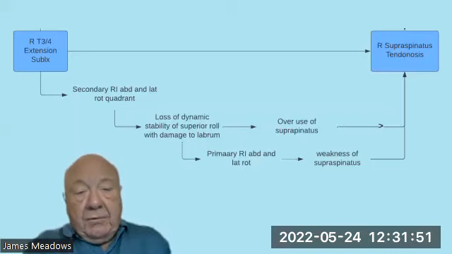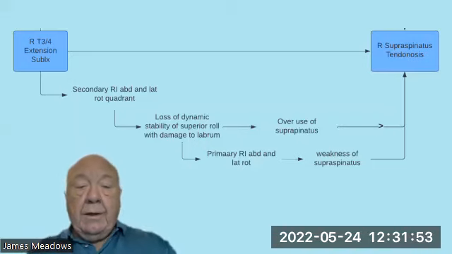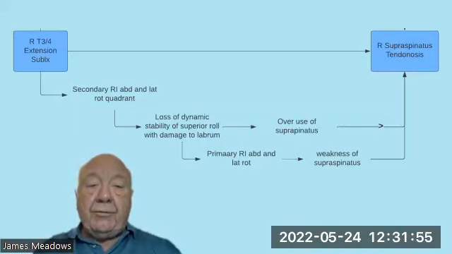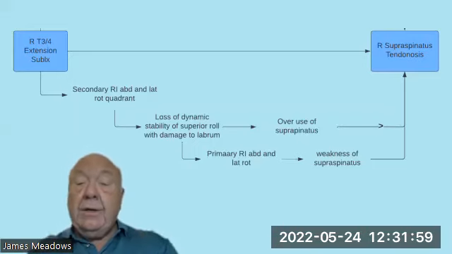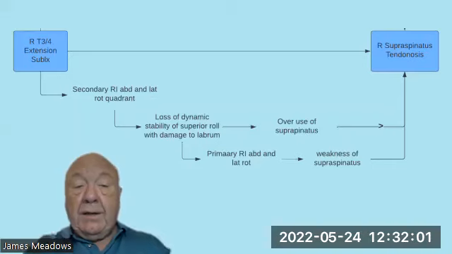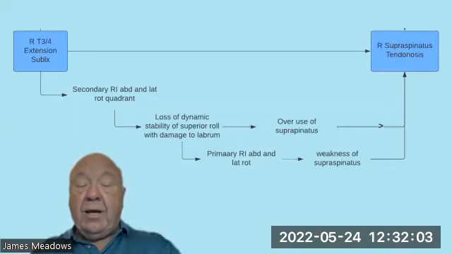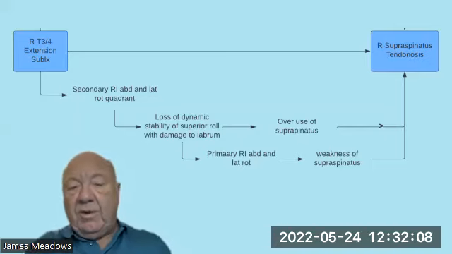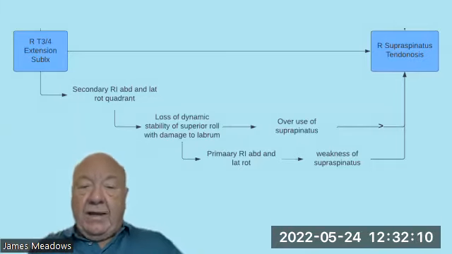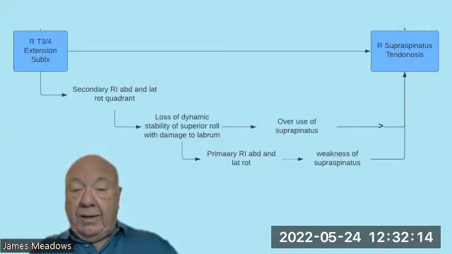Okay, same problem, looking at it a different way. We've got a T3/4 extension subluxation. As I say, there's no mechanical direct stress on the shoulder, but it can produce secondary reflex inhibition of abduction and lateral rotation quadrant. Seems to be the one that's most commonly affected, and that will lead to loss of dynamic stability and possibly labral tearing.